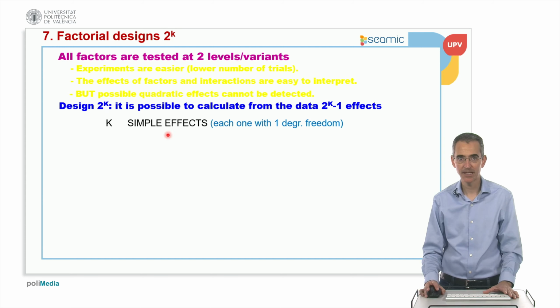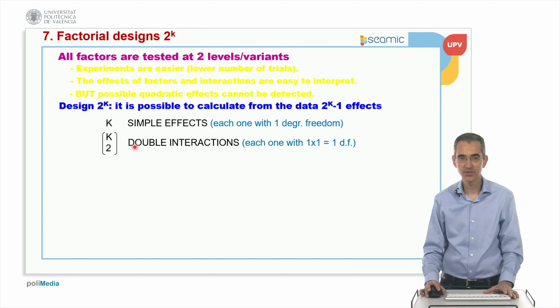and I'm going to explain this a bit more in detail. So we can compute k simple effects. All of them will have 1 degree of freedom. Then we can compute different kinds of double interactions. Okay, actually the total number of double interactions is the combinatorial number k choose 2.